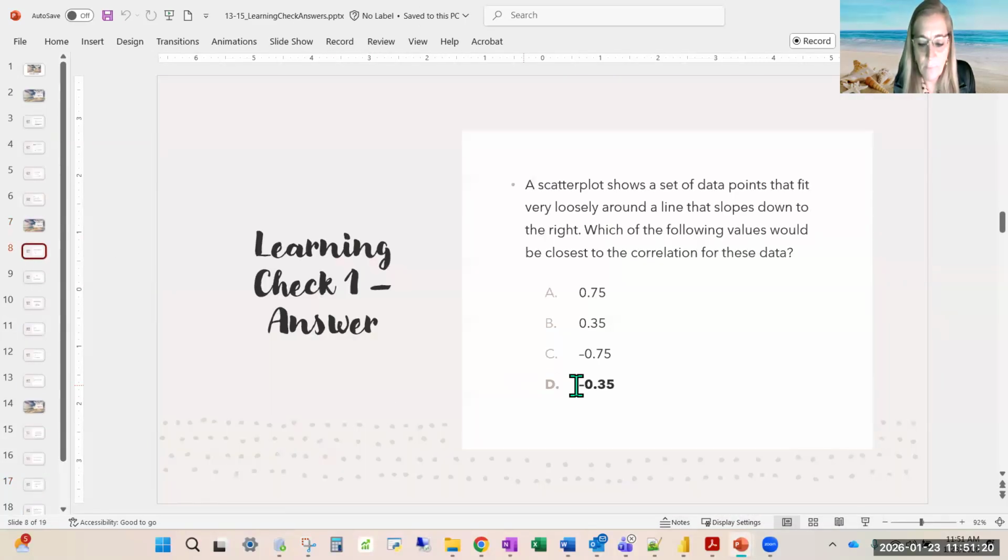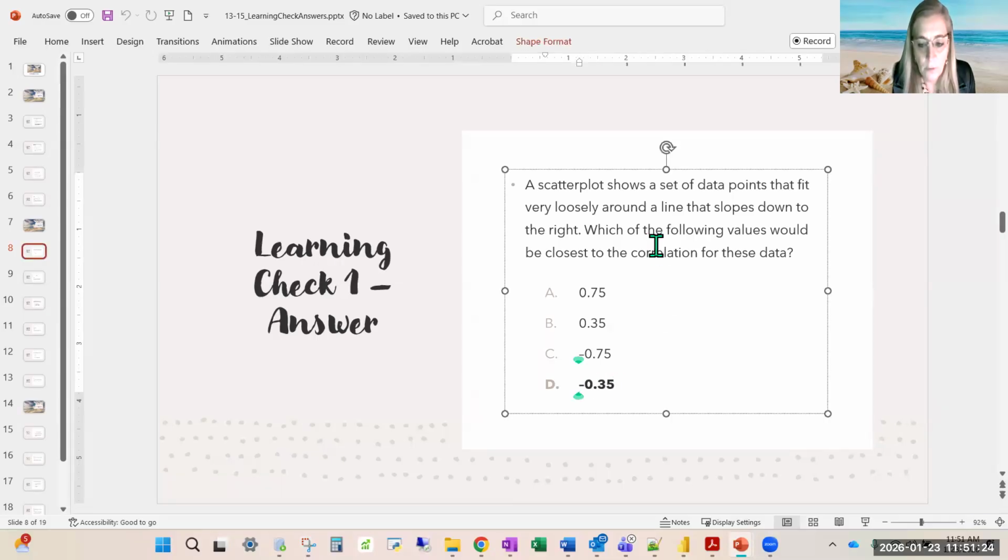All right, answer for that one, negative 0.35, right? That description describes a negative relationship. And since the points are loosely around a line, that means it's a weak correlation. Weaker correlations are closer to 0. So it would not be 0.75. That would be a strong relationship. It would be negative 0.35.